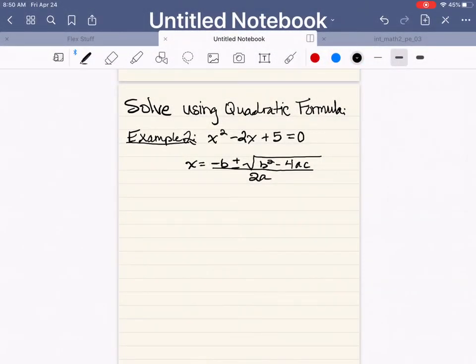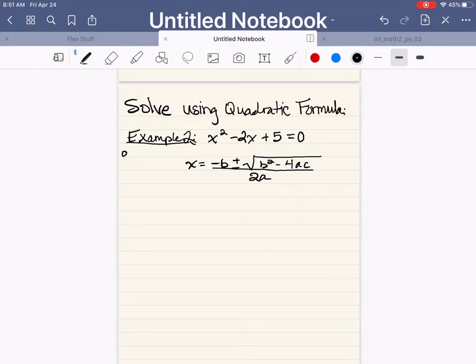Okay, here is example number 2 of using the quadratic formula. Remember, first thing we check is that it's equal to 0, so we have x squared minus 2x plus 5 equals 0, and so we're good there. So now we can say what a, b, and c are.